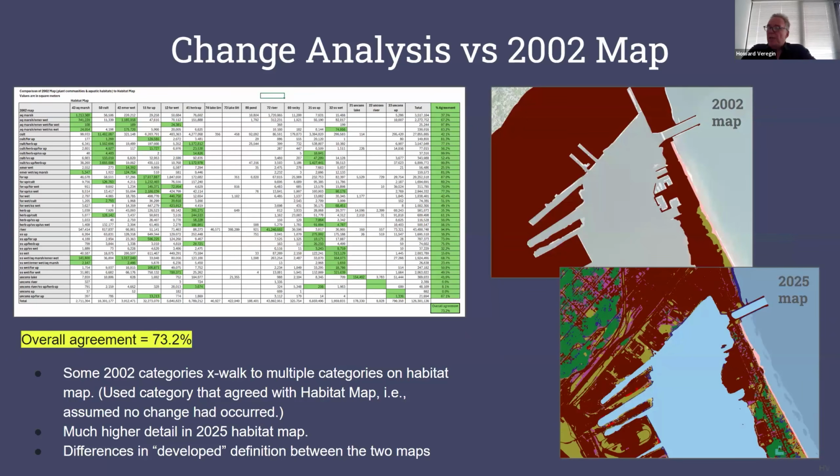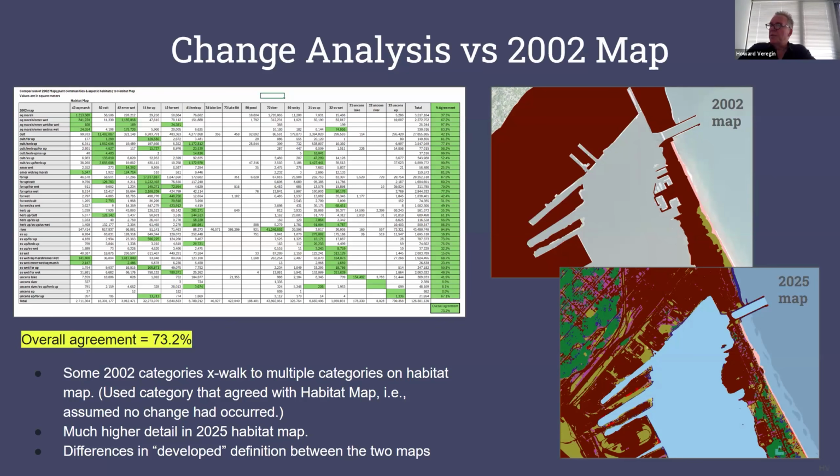The other thing we did is a change analysis to the 2022 map, and this discussion is going to bleed a little bit into some comments that Kirsten's going to make about what we're doing with the data set now. Our initial attempt to compare the 2022 map to our 2025 habitat map showed a lot of agreement. There were a few areas where change had occurred, where we sort of expected it to.